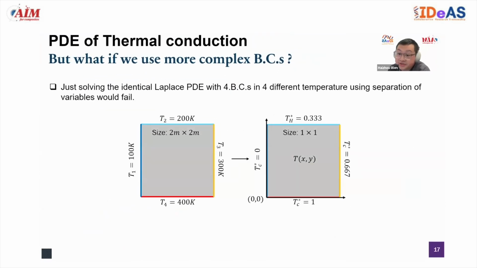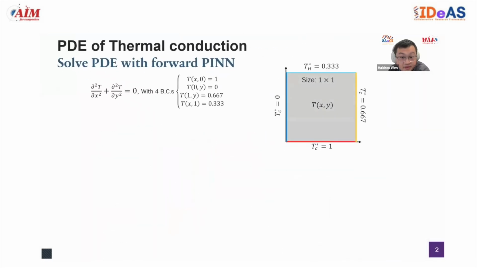So the problem we just solved with separation of variables uses a very simple BC configuration. But what if we use more complicated BCs? Even if we just change the boundary condition a little bit, say we let the four boundaries have four different temperatures, the conventional separation of variables would fail. So we may need an alternative way to do the job.